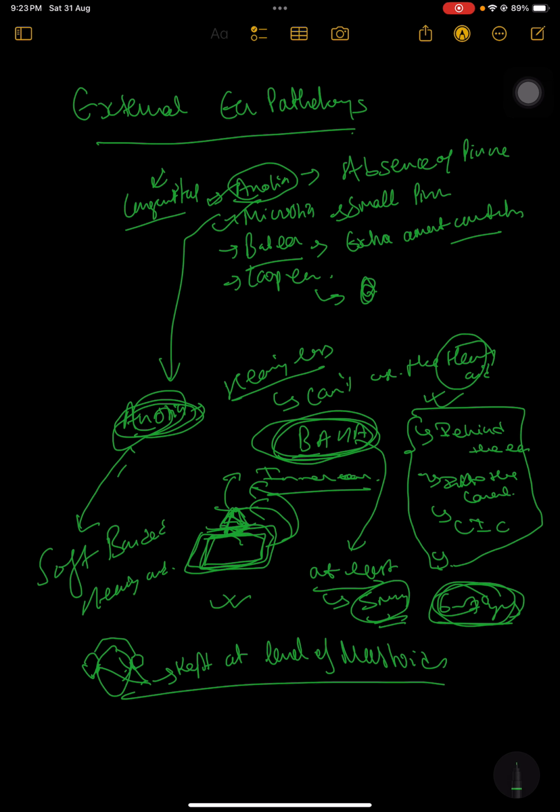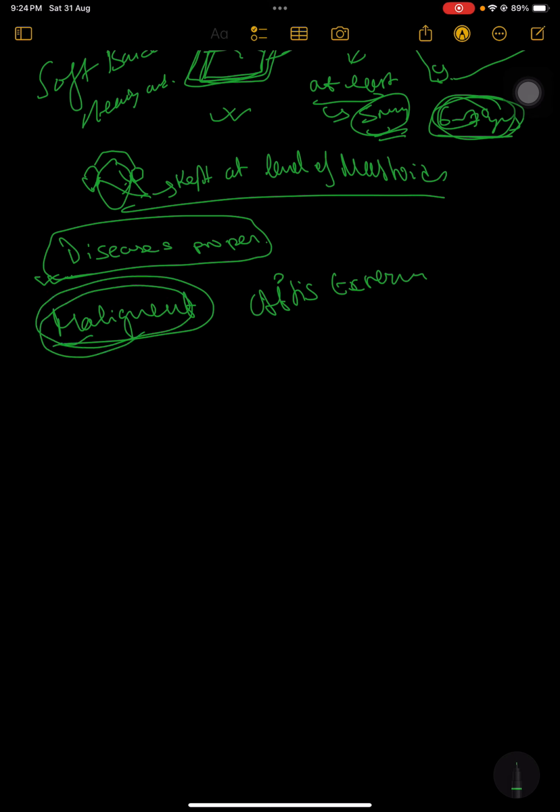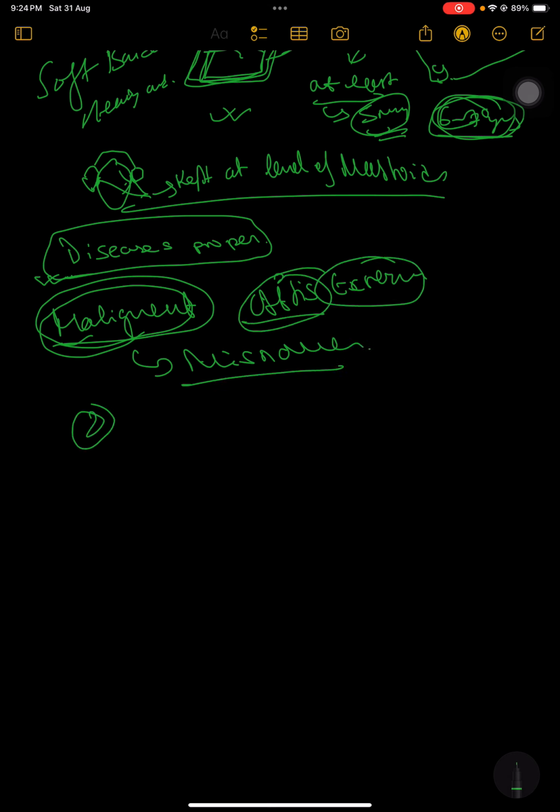So this was about the generalized idea. Now let's come to the diseases proper. Whenever we talk about the diseases of the external ear, very confusing is malignant otitis externa. Usually students get confused with this word. Malignant doesn't mean it's malignant. This is a misnomer. Secondly, otitis externa means it is involving the external ear, so it involves the EAC, external acoustic canal.